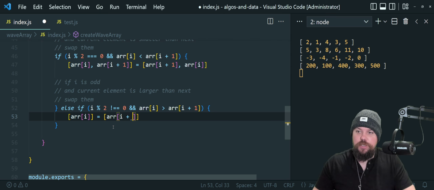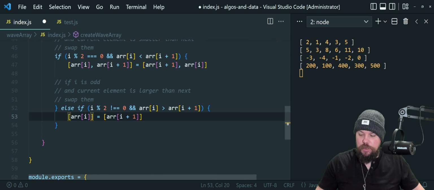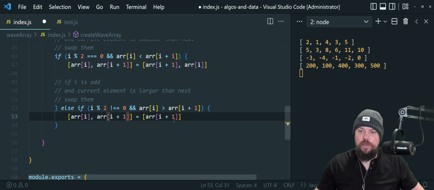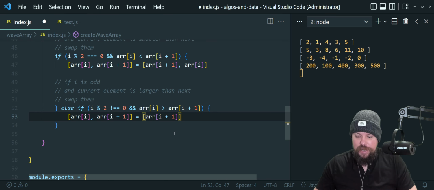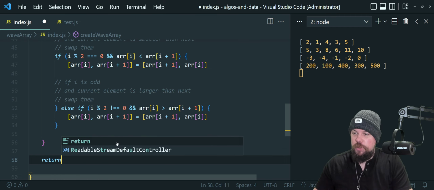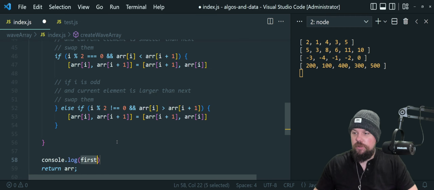I should have done it this way the first time. Okay, so we're going to swap those positions. And then our next element will take on the value that was formerly on the left-hand side, our greater value. So we're going to have our i like that. And then when it's all said and done, we should be able to return our array and console log the array as well.